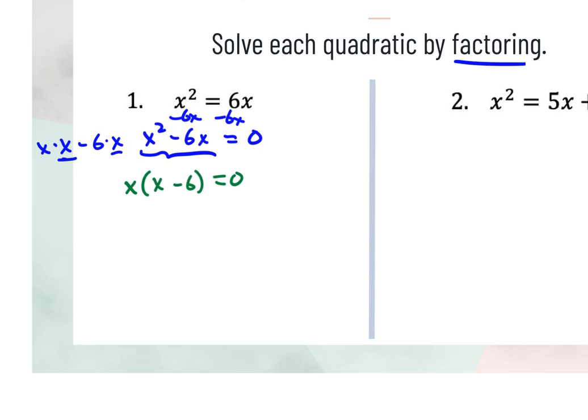So now for my solution, this is something multiplied equaling 0. So that means either x equals 0 or x minus 6 equals 0. So x is going to equal 0 or x is going to equal 6, because if x equals 6, then that's 0. So I set each part equal to 0 and solve it.